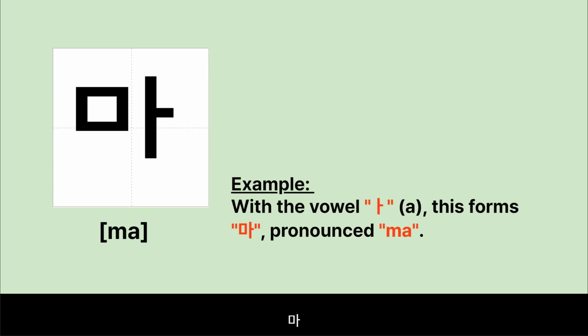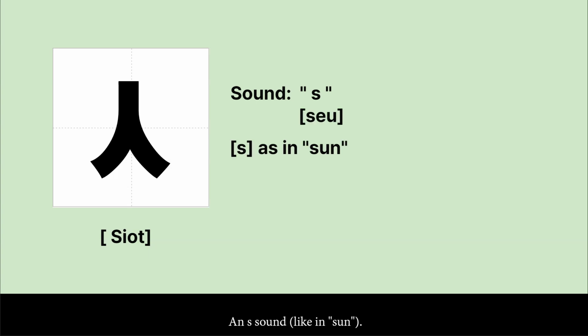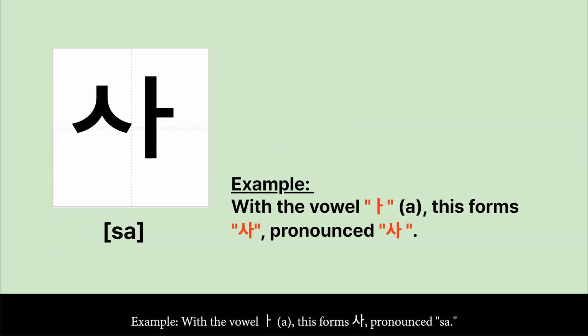마. Number 4. 시옷, 스. An s sound like in sun. The shape represents the side of your mouth or a tooth. Example with the vowel a, this forms s, pronounced sa.